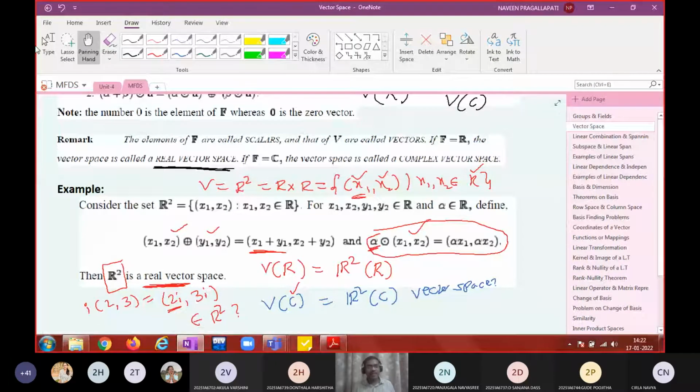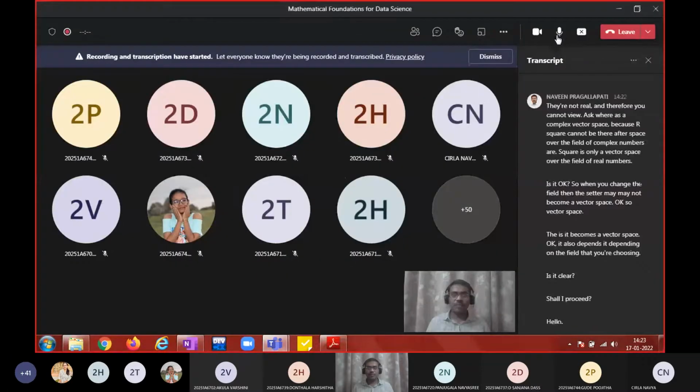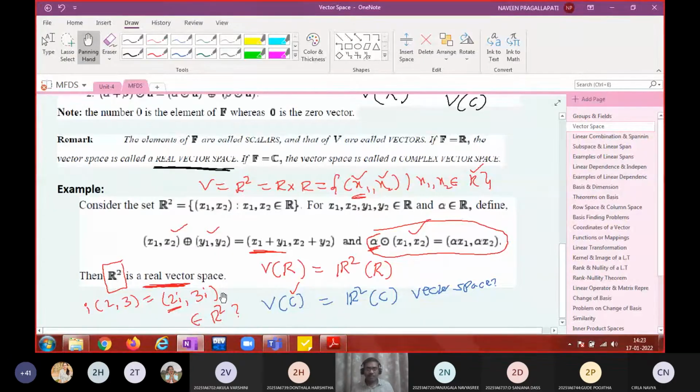Okay, so whether a set becomes a vector space also depends on the field that you are choosing. Is it clear? Shall I proceed? Hello. May I proceed? Yes, sir. Yes, sir. Okay.